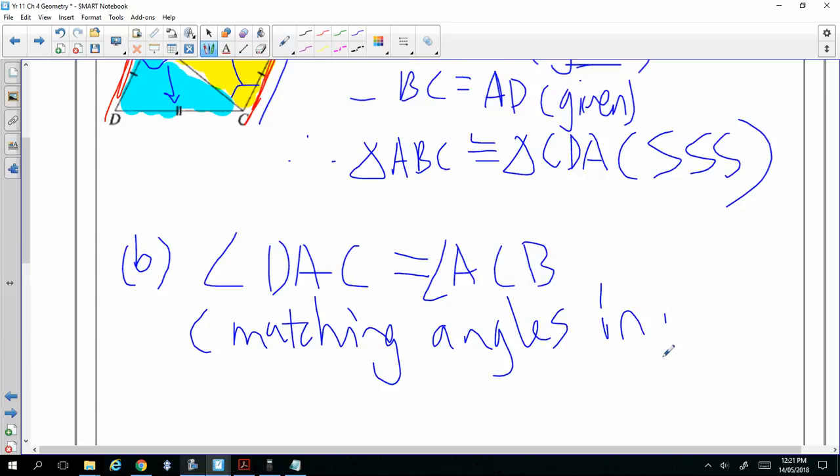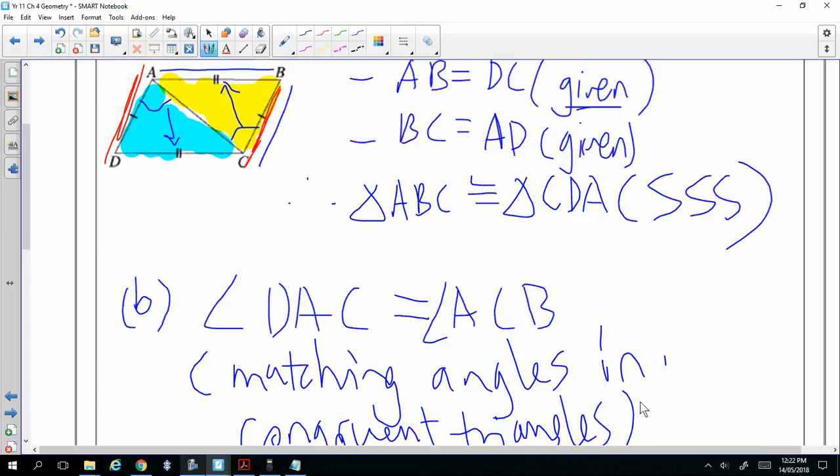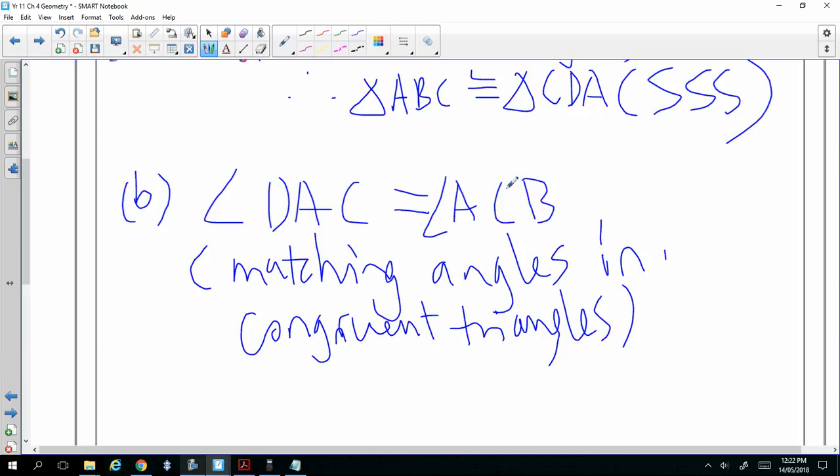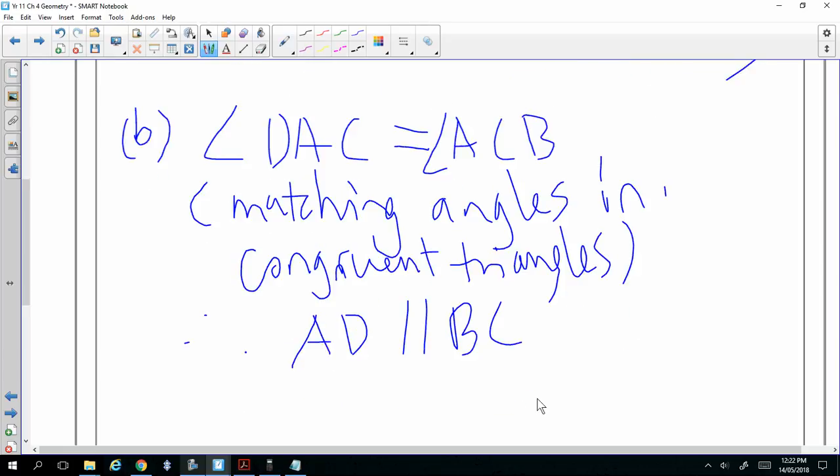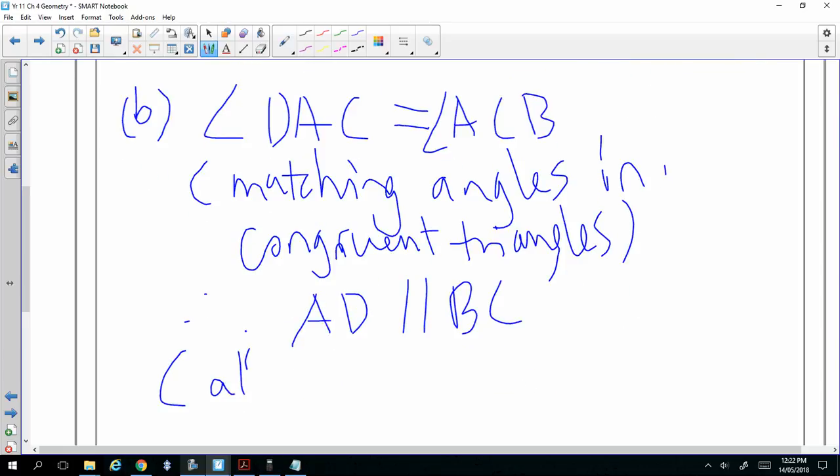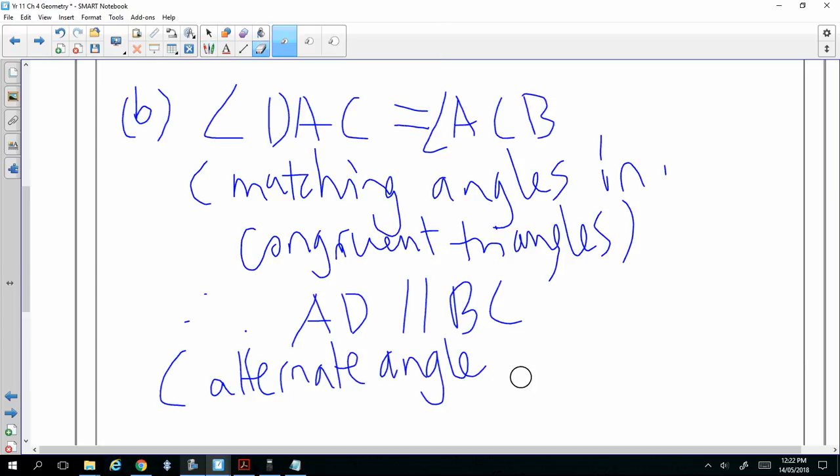Congruent triangles. And why are they matching angles? Because they are opposite to the matching sides. Can you see? The 2 sides are equal. They are opposite to the matching angles. That's why I know they must be matching angles. And because they are equal, then you say, therefore, AD is parallel to BC. And the reason is alternate angles are equal. So that's the reason. Alternate angles are equal. Right? Because we proved these 2 are equal. And these 2 are alternate angles.